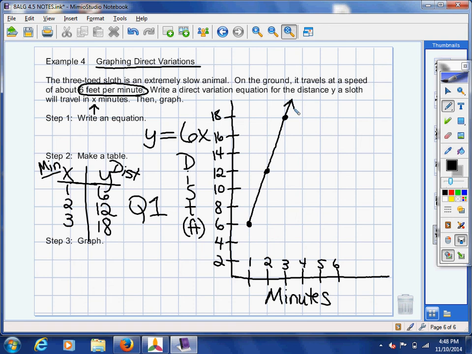Well, let's plug it in. Let's plug in a 0. If x is 0, what's 6 times 0? You're right, that's 0. So yeah, it definitely goes through the origin. So there you go. There's our line. So 0 minutes have gone by. The sloth has not traveled any distance. After 1 minute, he's gone 6. 2 minutes, he's gone 12. 3 minutes, he's gone 18.